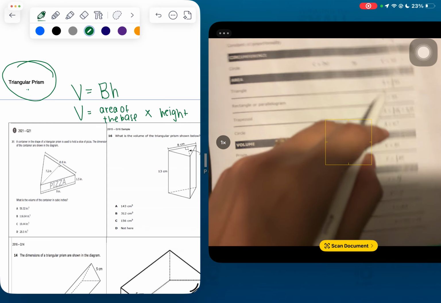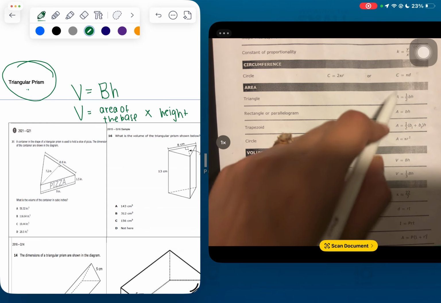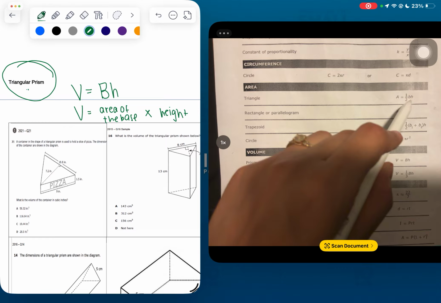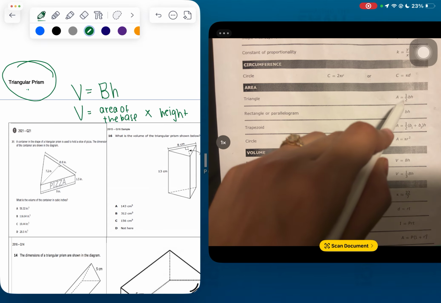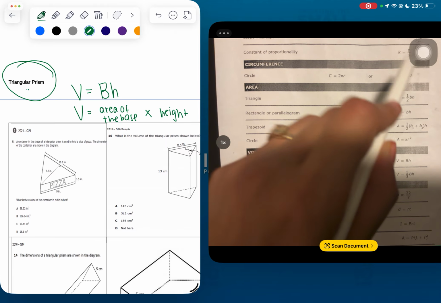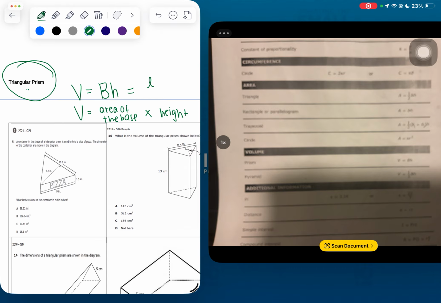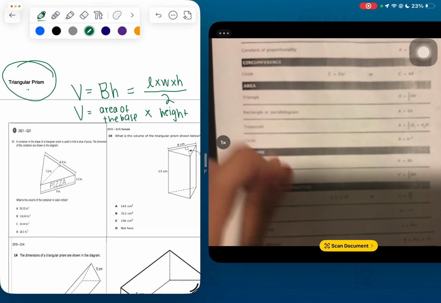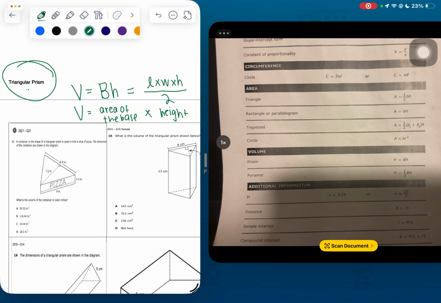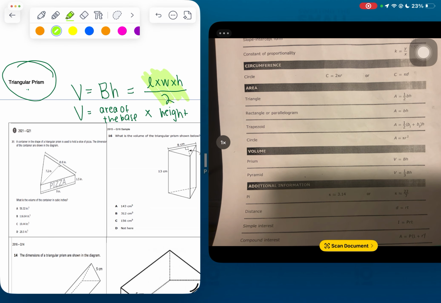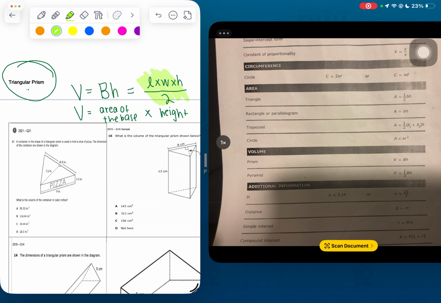And what happens when I have the formula for a triangle? We do base times height, which is essentially the length times the width, but we divide it by 2. So the same thing is going to happen here. We're going to do the length times the width times the height, but we're going to divide everything by 2. So that formula is not over here, but this is what we're going to do. And what can help you remember?